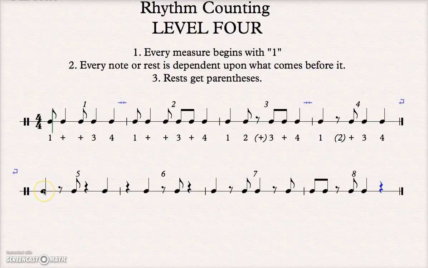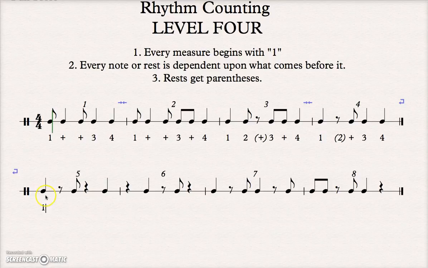Hello again. Here we are back in rhythm counting level 4, now the second section of level 4. We've already talked about eighth rests on the beat and eighth rests off the beat, so we can continue our work right down here with measure number 5. Of course, every measure begins with 1, so we're going to begin 1 there.